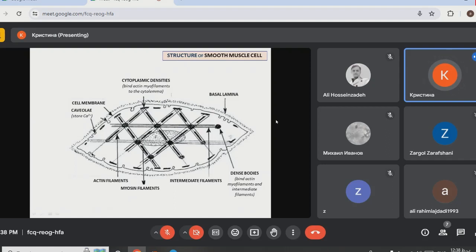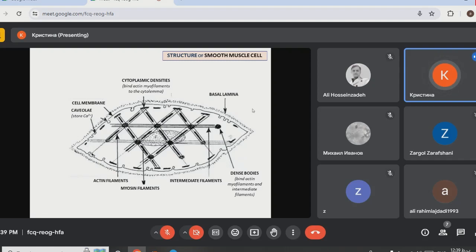Here you can see the inner structure of a smooth muscle cell. So it has the cell membrane, basal membrane or basement membrane or basal lamina, the same. Together cell membrane and basement membrane form sarcolemma. Inside the cell, the cytoplasm is called sarcoplasma. One cell nucleus, it is elongated.